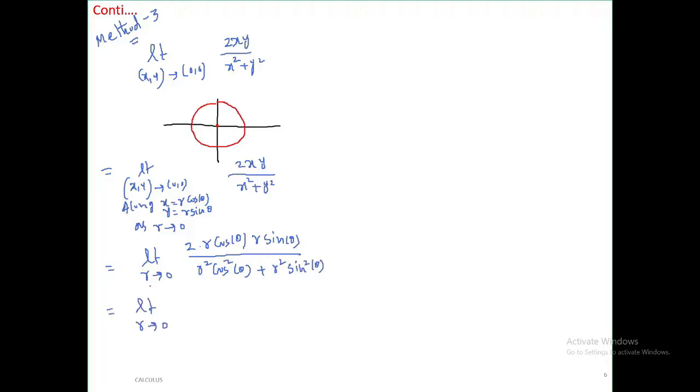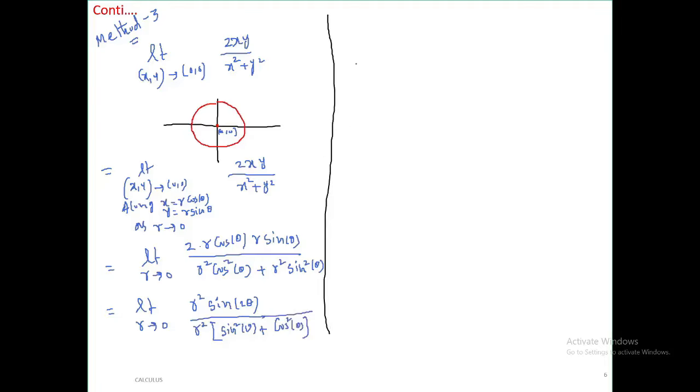R is tending to 0 means what? Radius is going to 0 means what? The circle is shrinking. If the circle is shrinking, it will reach to origin only. Our goal is to reach origin only, right? 0, 0. So this will be r square into 2 sin theta cos theta, which is sin 2 theta, divided by r square common. So sin square theta plus cos square theta is 1.